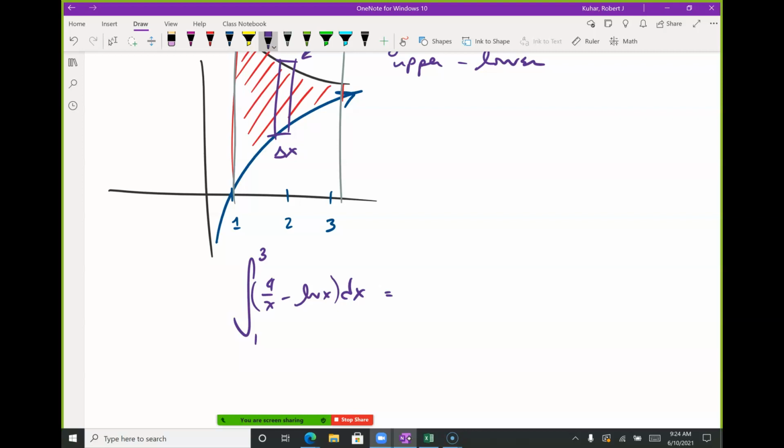So we're kind of off to the races here. I don't know if you remember the antiderivative of ln of x. It's x ln of x minus x. We did that by parts. You're more than welcome to do it by parts again now and verify you get that same answer. But I'm just going to go for it here.